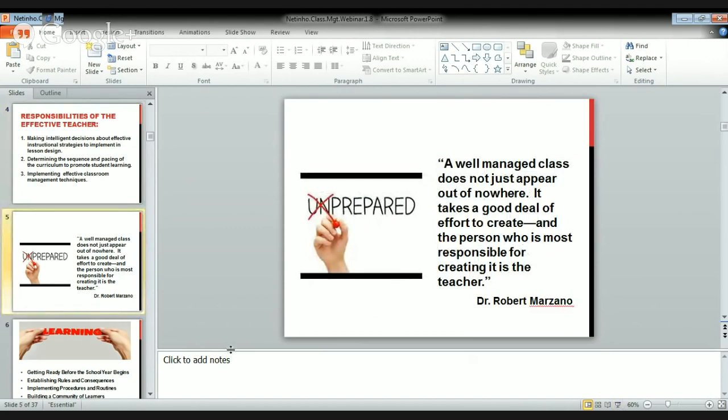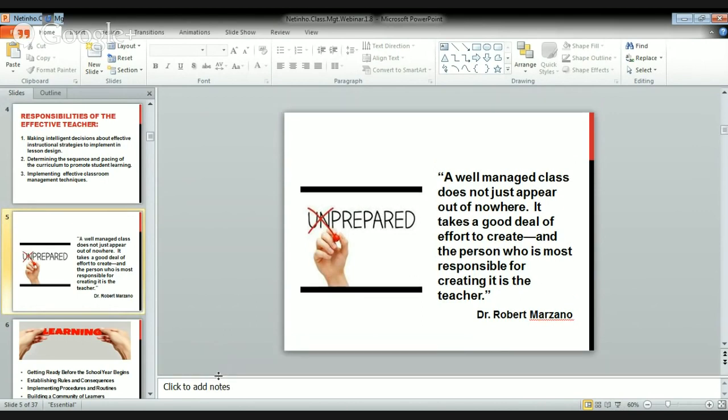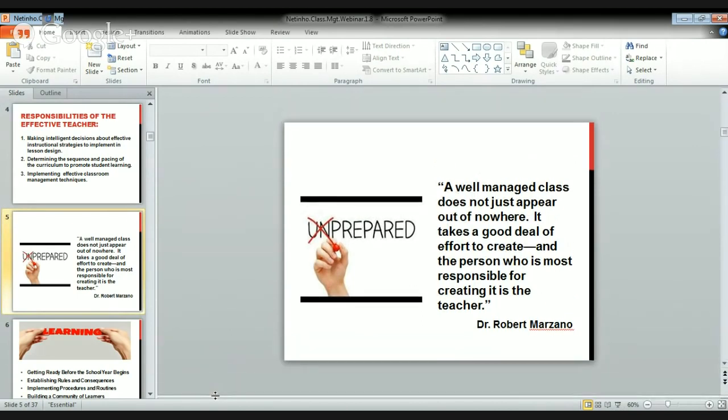I wanted to talk about the previous slide, actually, which says responsibilities of the effective teacher. If we can bring that one up, that is number 4.